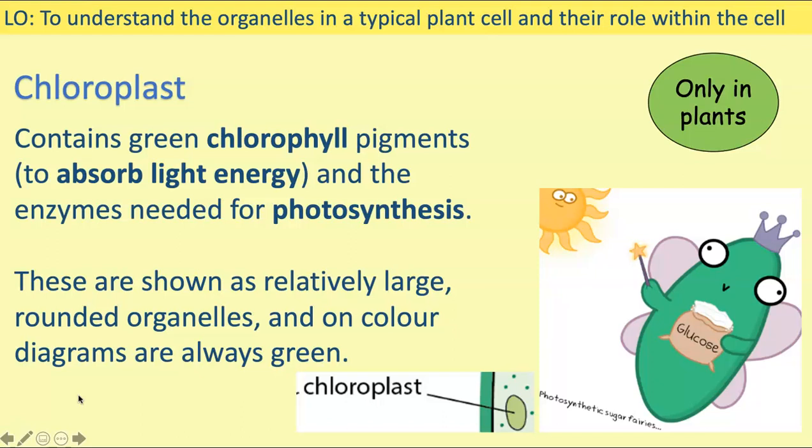So plants need to absorb that light energy for them to be able to photosynthesize. The chloroplasts are shown as relatively large rounded organelles, and if you are looking at a colour diagram, they will always be shown in green. So chloroplasts are actually the site of photosynthesis.